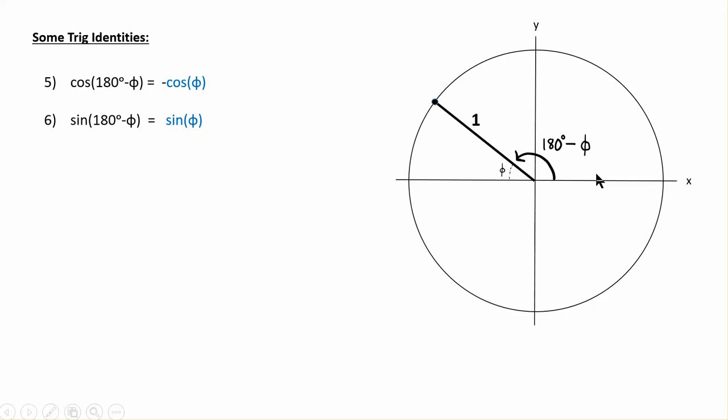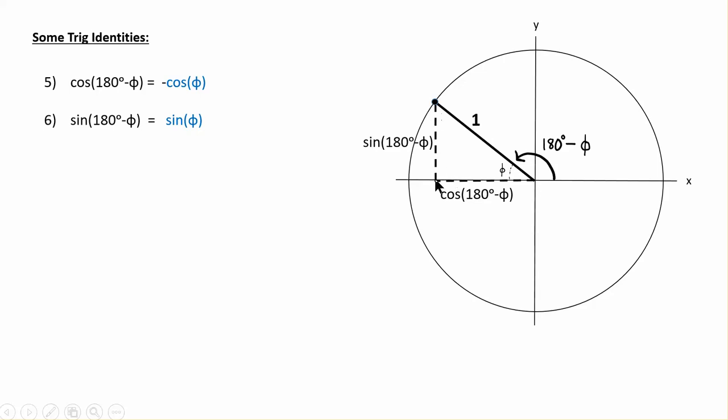Okay, and if I draw my right triangle here, then I know that the length of this side must be cosine of this angle, 180 degrees minus phi, and the length of this side here is sine of 180 degrees minus phi. Okay, so that's just what we get by looking at the unit circle. Now I want you to change your perspective slightly. Focus on just this little triangle here, where this angle here is phi.